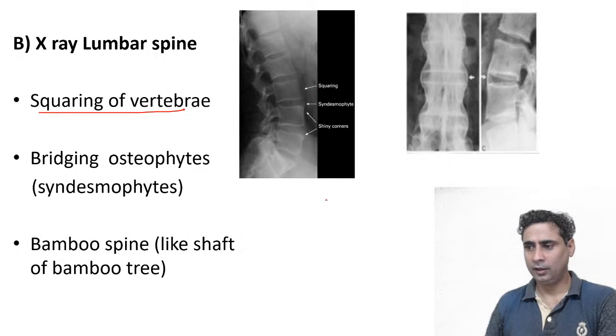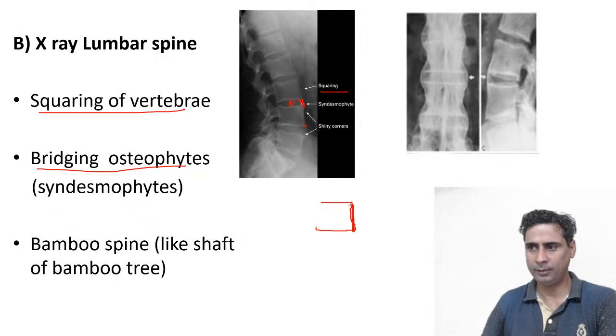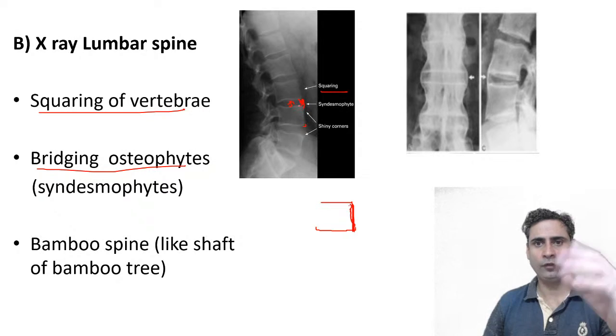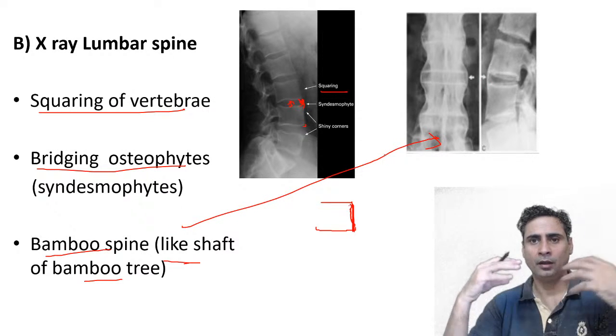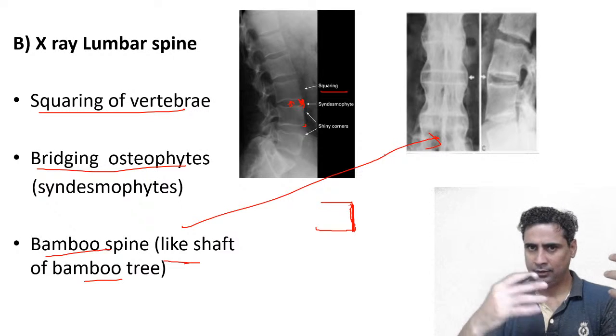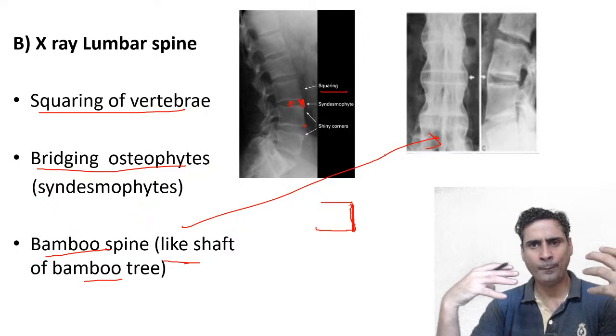Squaring of vertebra. Normally the anterior border of the vertebra is slightly concave. It becomes straight. So this is known as squaring of vertebra. There will be bridging osteophytes at the margin here, known as syndesmophytes. They are known as bridging osteophytes because they bridge the gap of the intervertebral disc. If they touch each other and lead to fusion of a large segment of spine, the spine looks like a shaft of a bamboo tree. So bamboo spine. Okay. So what are the findings? Sacroiliitis, squaring of vertebra, syndesmophytes and bamboo spine.